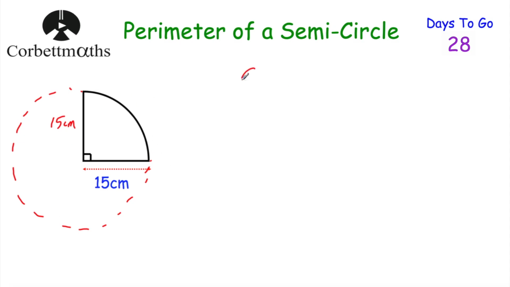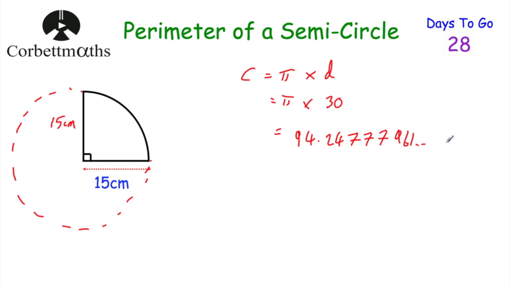So let's do that. The circumference equals pi times diameter. So it's going to be pi multiplied by the diameter of the whole circle. The diameter of the whole circle will be 15 plus another 15, which is 30 centimeters. So we're going to do pi multiplied by 30, and that's going to be 30 pi, or as a decimal number, 94.247777961 and so on centimeters. So that's the circumference of the whole circle.